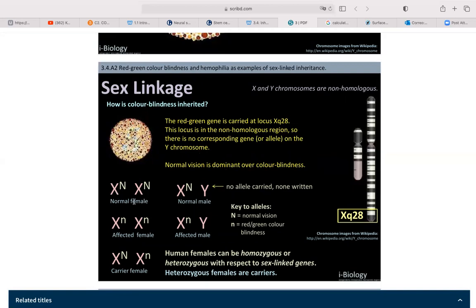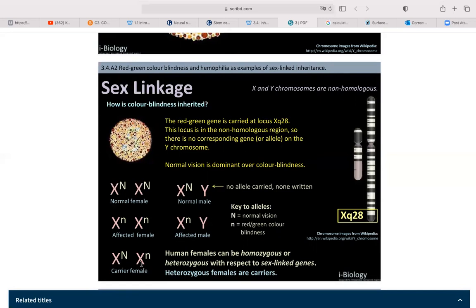So we have normal female, why the X? Because we're talking about the X chromosome. Normal female, they have that kind of condition. Normal male, they have that kind of condition. But remember, this gene is not present in the Y chromosome. Now, affected is caused by a recessive one, so lowercase n. Affected female, X and X, and affected male. This is an affected male. We have the lowercase n here. But remember, again, we don't have an allele here.